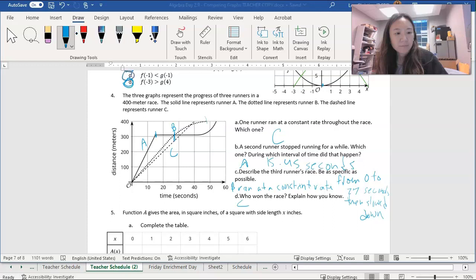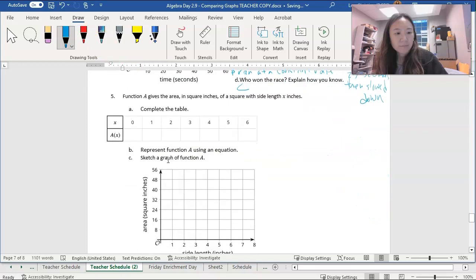And then person A started off really, really fast, then had to take a little break, stopped, and then ended up crossing the finish line at around 53, 54 seconds. So it's where we see them crossing this 400-meter line there.